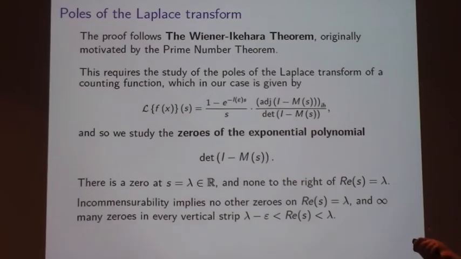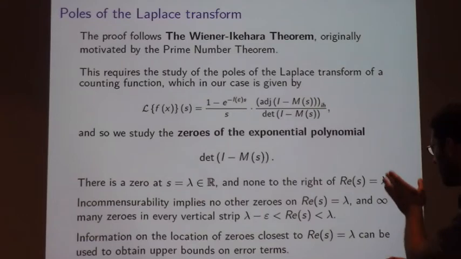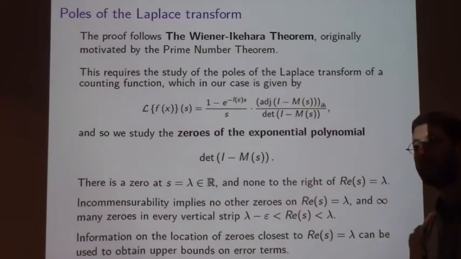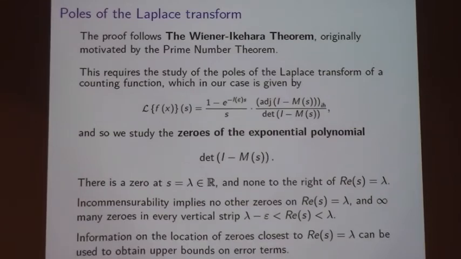If you assume incommensurability, then you have no other zeros on this real line. And in fact, you have infinitely many zeros in every vertical strip. If you look a bit to the left of this line, you have infinitely many zeros. I will show pictures in a second. Information on the location of the zeros closest to this line, real part of s equals lambda, can be used to obtain upper bounds of the errors. So again, if you just want to know the asymptotic main term of the growth, you only need this. If you want more information about bounding the error terms, then you need to know this.